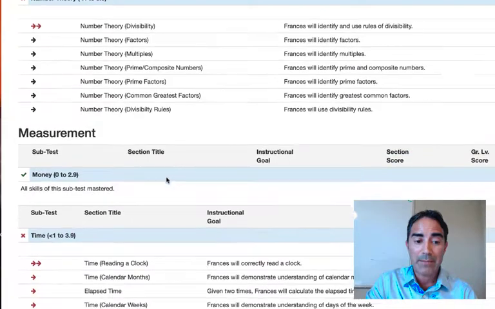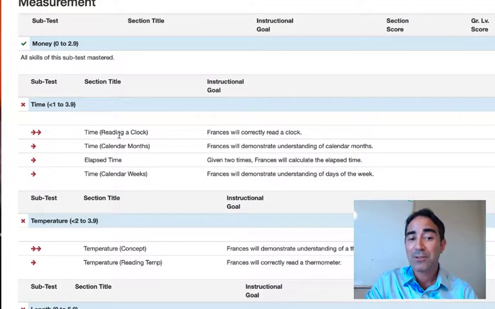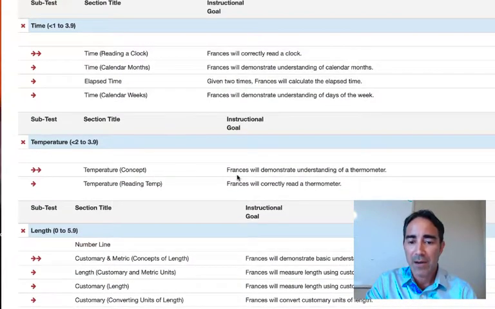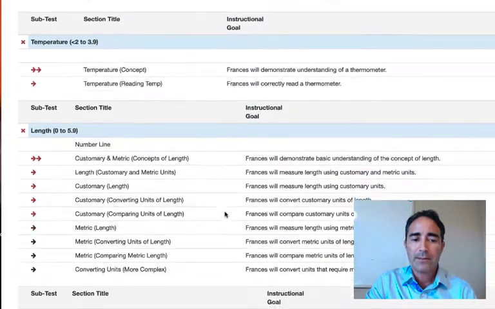Now before we looked at measurement, so let's scroll down to measurement. I told you that he had some trouble reading time, reading a clock, so Francis will correctly read a clock, so he needs to be taught that. Francis will demonstrate understanding of calendar and months. Given time, Francis will calculate the lapse time, and so on and so forth. So you see, these are some skills to work on. The first one we start with is reading a clock, and then we move on to a calendar, and then we move on to elapsed time. Again, not too difficult. You could do this in a day by teaching a student. But now you know specifically what to work on. Likewise in temperature, understanding a thermometer, reading a thermometer properly, right, and so on and so forth.